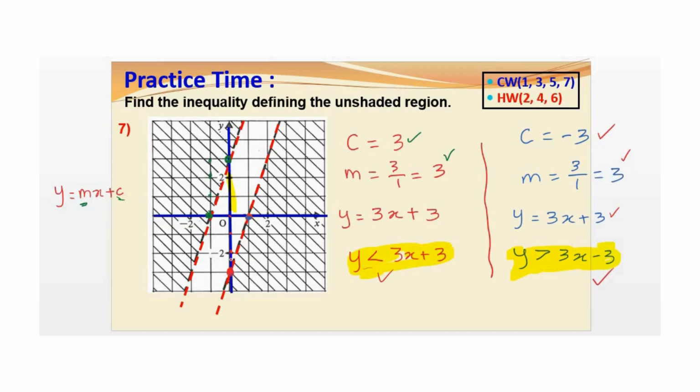Why greater than? Because here from the y-intercept you can see the upper values are unshaded and the lower values are shaded. That's why you will say it's greater than. This is the case of greater than. That's all for this video. Hope you understand it.